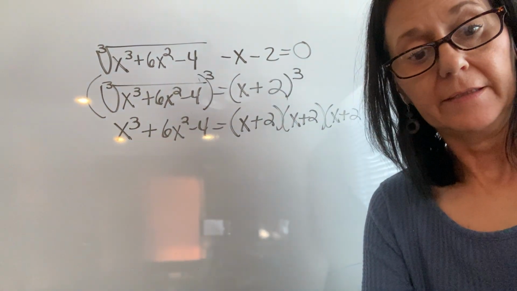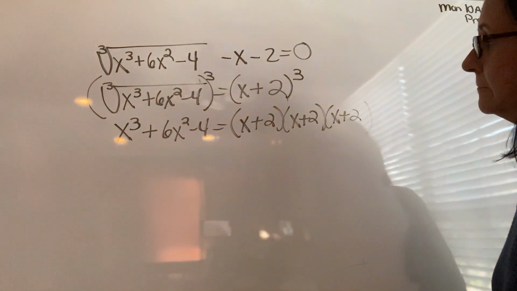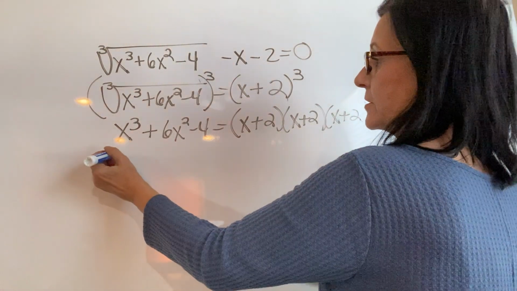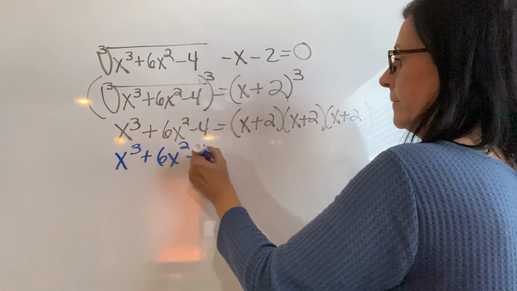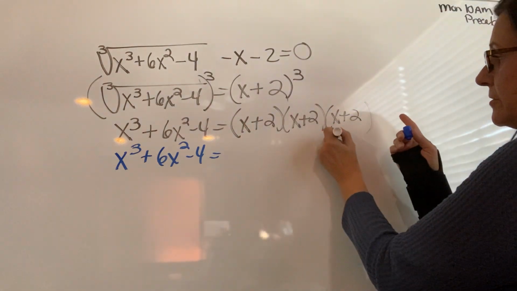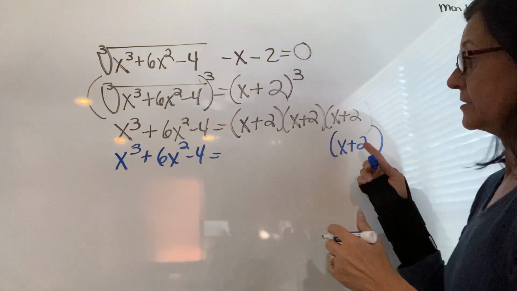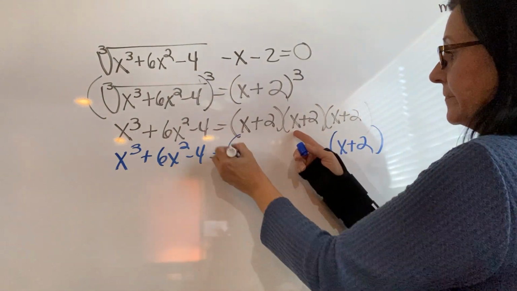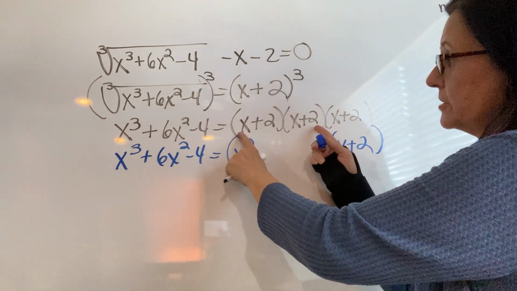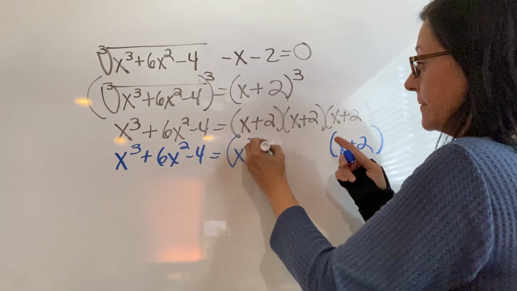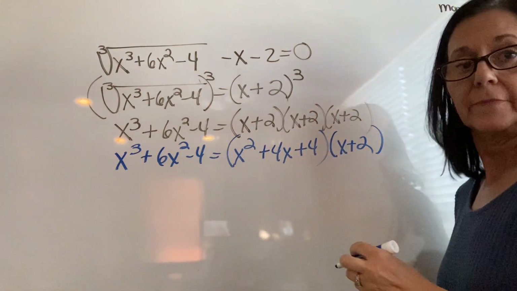And I will begin by multiplying the first 2. So I'll ignore the last one. I'm just going to multiply these 2, and then I'll come back and multiply by this one. The first one's x times x, x squared. Remember, the middle term is our outers plus our inners. So that's 2x plus 2 more x is 4x. Our last 2 times 2 is 4.